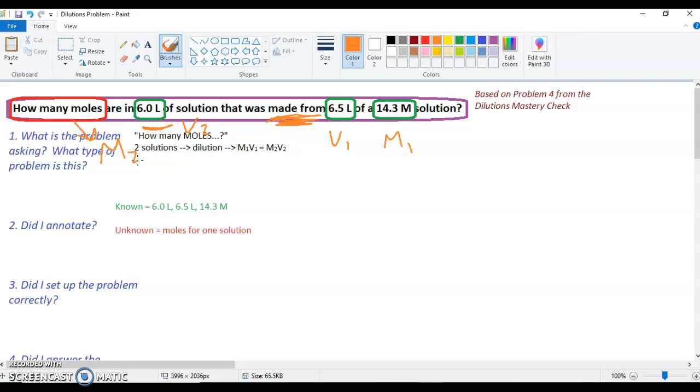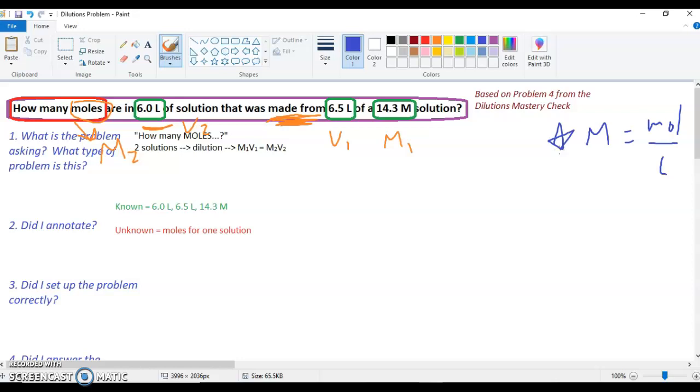And I say part of because this is asking for moles. I'm going to do this over here on the side. M equals molarity, which is moles per liter. So I just want to keep that in mind. That's going to be very fundamental to solving this problem.